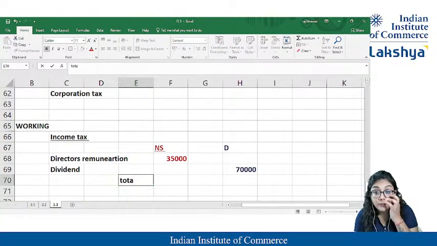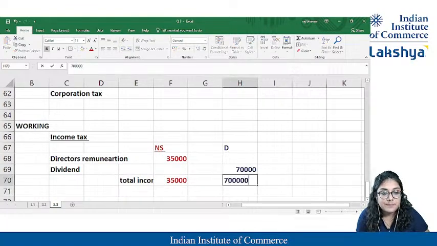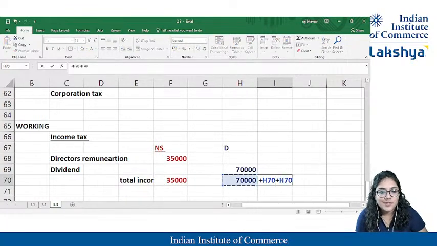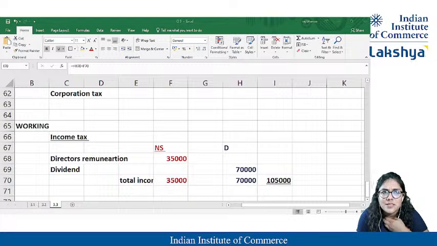Now, this is how we have to do it for corporation tax, guys. You know, my total income now is basically 35,000 and 70,000, which comes up at 105,000. Yeah, cool. On this, whether I'll be getting any personal allowances.